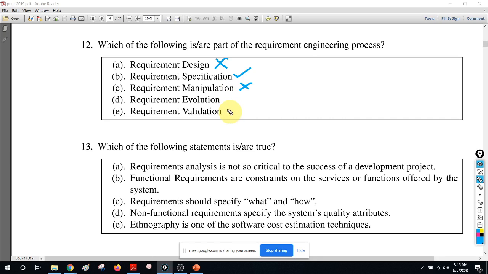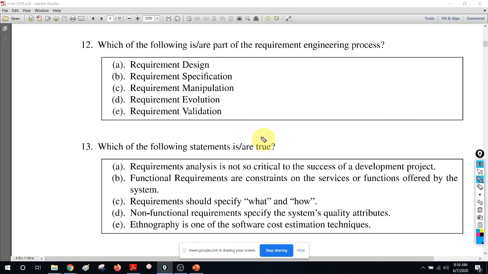Requirement evolution. Actually it is not the requirement evolution, it is the evolution of your product, so I will not go for that. Requirement validation, yes. So what are the basic things we do? Gather requirements, analyze requirements, model requirements, then document requirements, validate requirements, right? We mentioned those things in your slides also. But overall we can say the end of it is specification. So they have taken the specification as well as the validation, and have not mentioned gather, analyze, document, etc. Okay, so the answer is B and E. The answer sheet also says B and E.